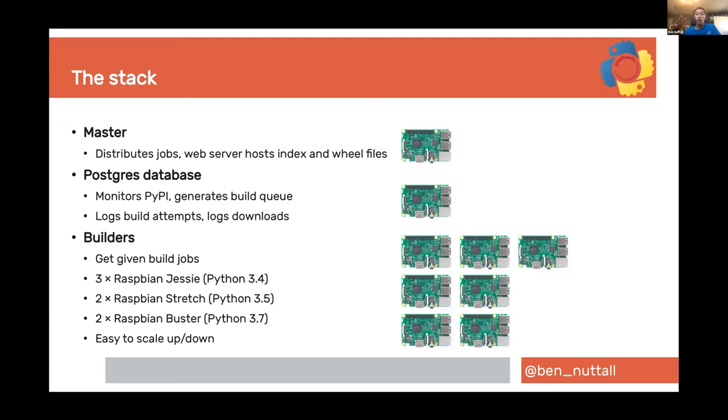all the information about all the packages and versions and what's been built and what hasn't. That generates the build queue and tells the master what to tell the builders to do. You have multiple builders just so you can get through the queue quickly. We have three on Raspbian Jessie for 3.4, two for Stretch and two for Buster for 3.5, 3.7. And if we need to scale those up and down to deal with a large queue, or if we add a new ABI that we want to support, we can easily do that.